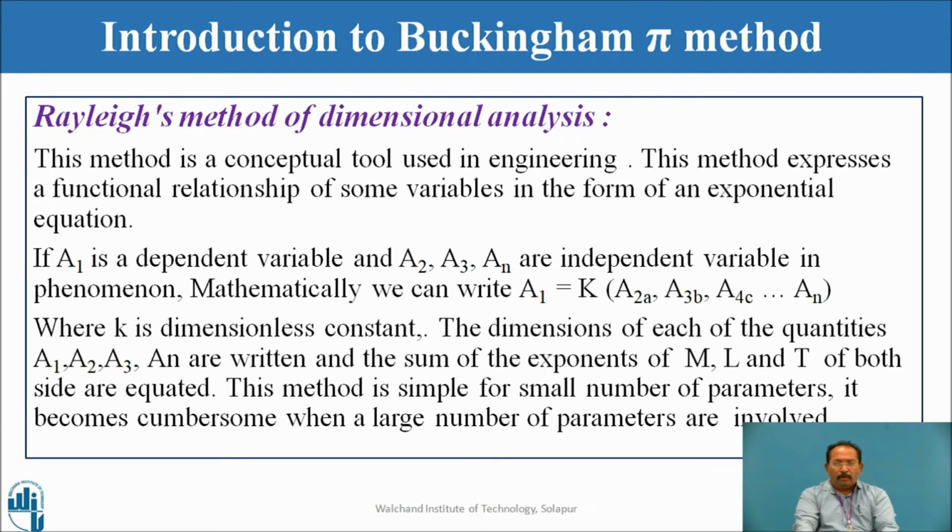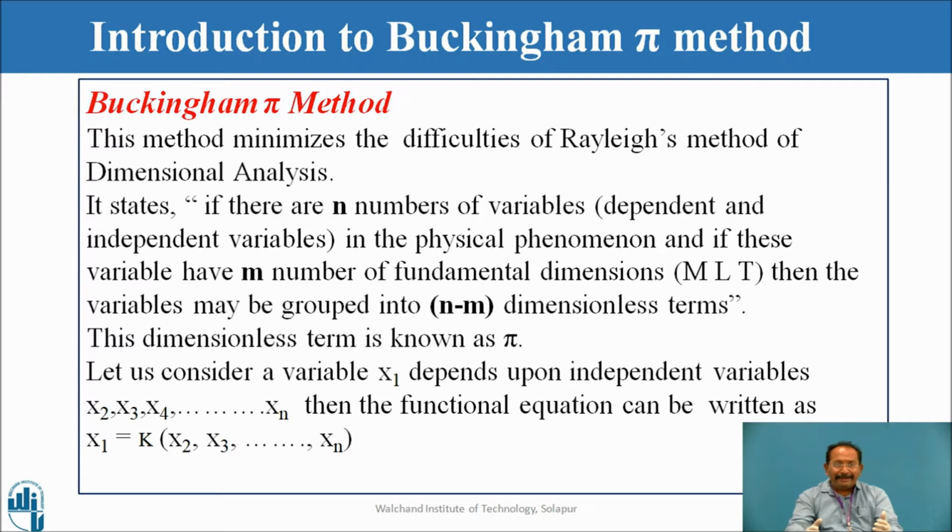So the Buckingham Pi method comes into existence. This method minimizes the difficulties of Rayleigh's method. It states if there are n number of variables, which are dependent as well as independent, in the physical phenomenon, and if these variables have m number of fundamental dimensions, what is m? m is MLT, 3. They are 3. Then the variables may be grouped as n minus m. If 7 variables are there, 7 minus 3, 4 dimensionless terms will come into existence. These dimensionless terms are known as pi.